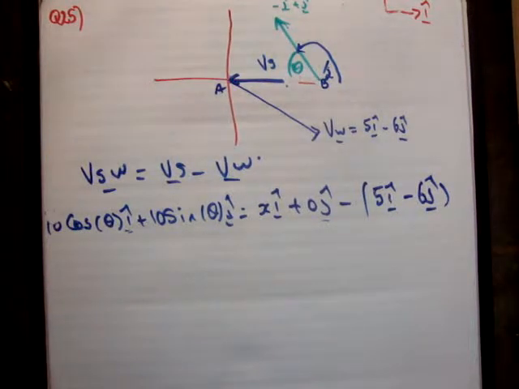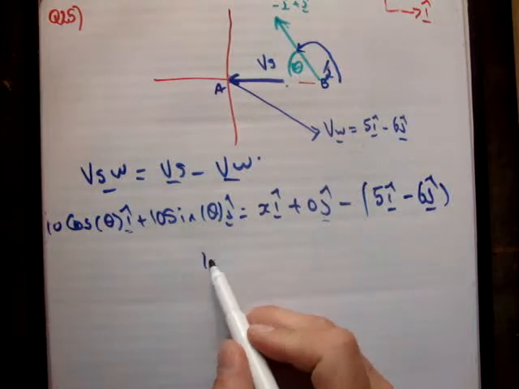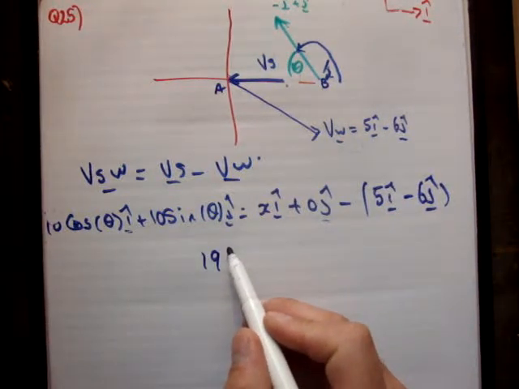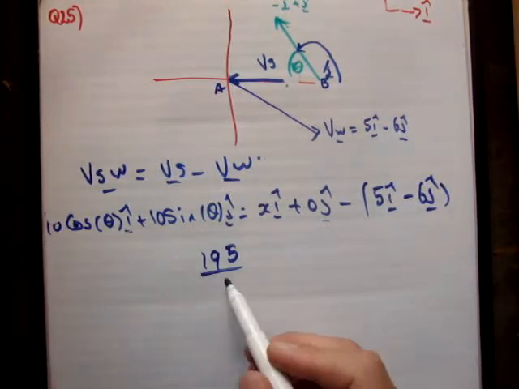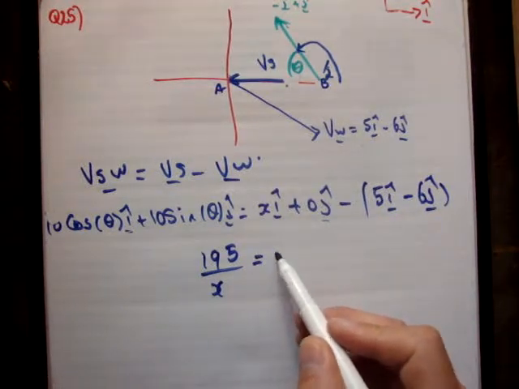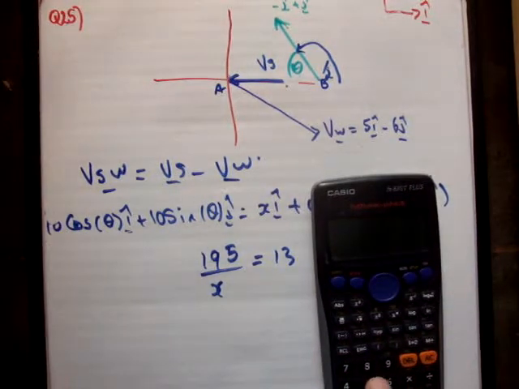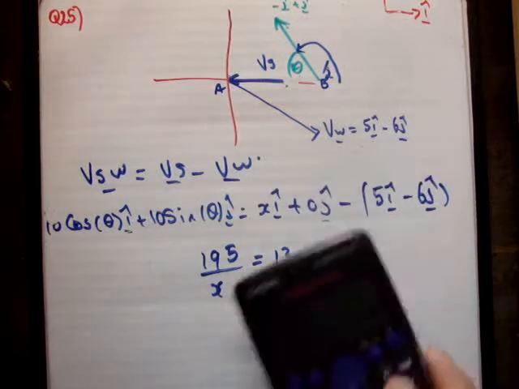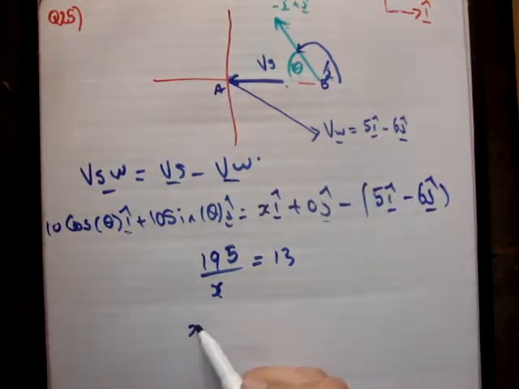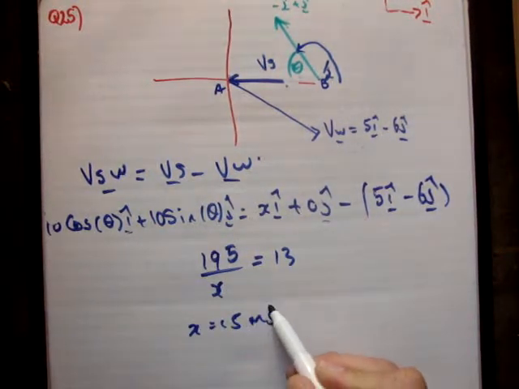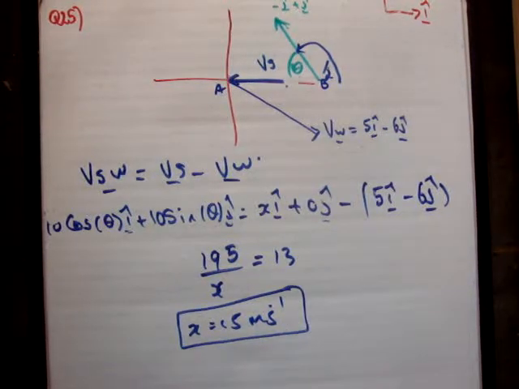We're told we can go from A to B in 13 seconds. So it's got 195 meters to go. It does it at x meters per second and does it in 13 seconds. Therefore we can find that, 195 divided by 13, we're going to get x is equal to 15 meters per second.